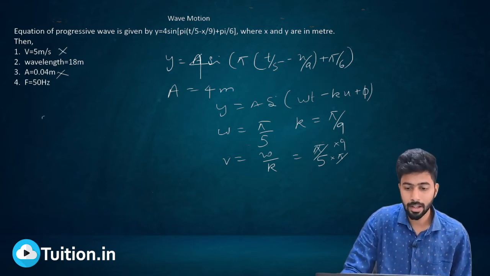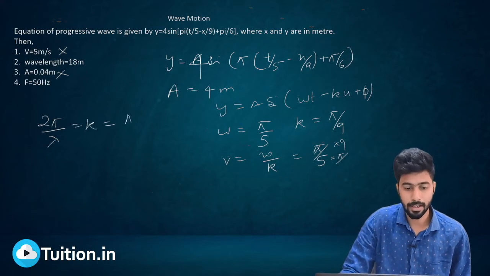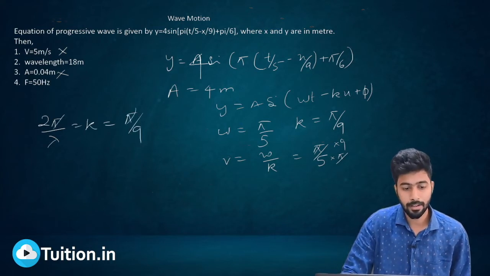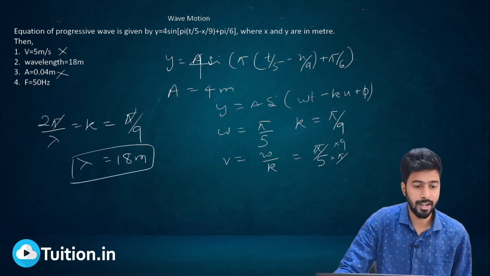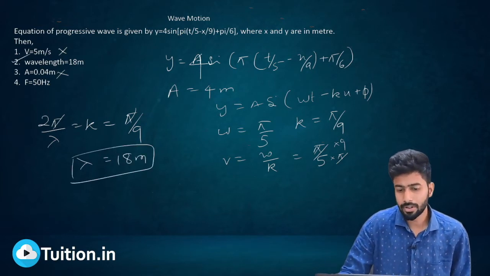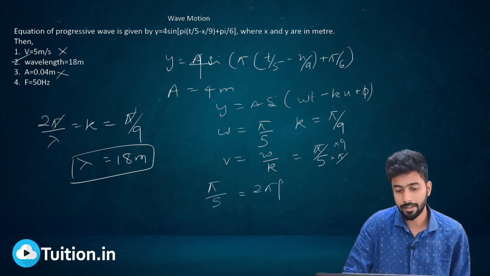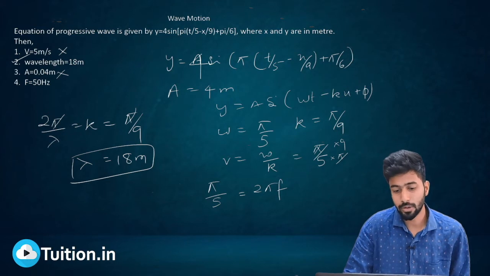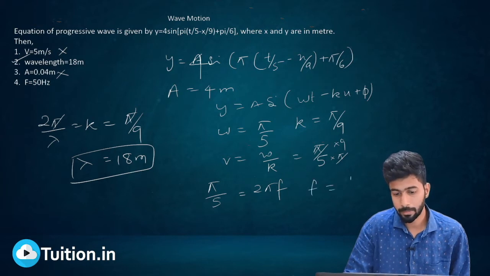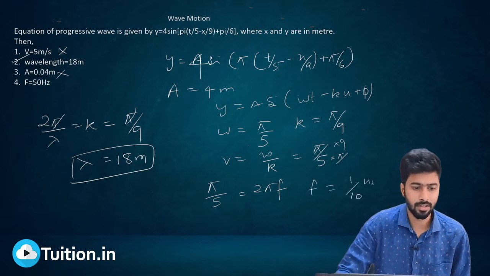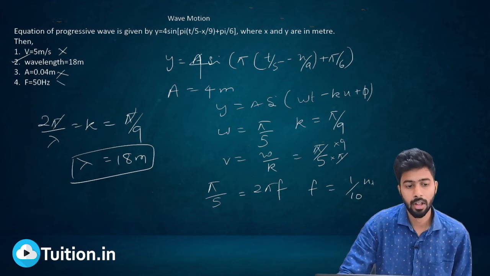Let's look at the wavelength. 2π/λ is my k, and that's according to this π/9. So just cancel the π and your λ becomes 18 meters. So obviously option 2 is right. And because you know what ω is, it's π/5 and it's nothing but 2πf. So from here you can get f also, and that will be nothing but 1/10 hertz, and that's obviously not the right option. So option 2 is right.